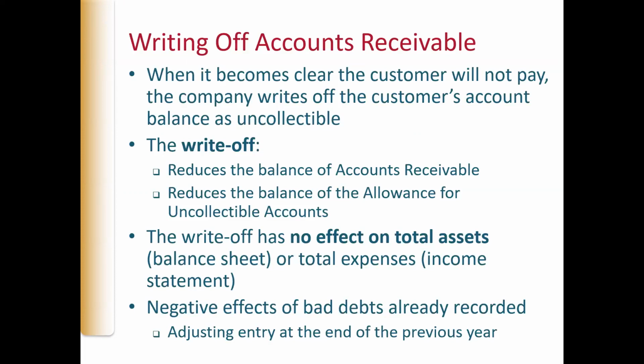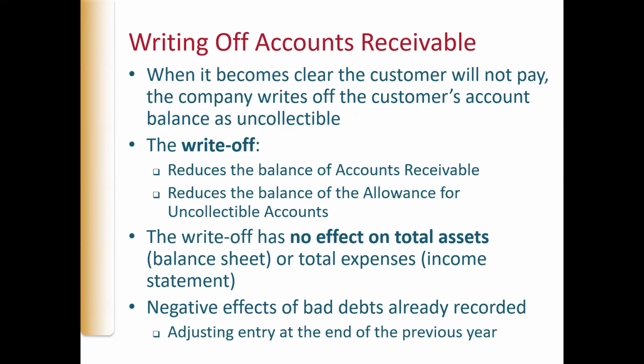So now, let's say an account receivable is uncollected. How do we treat it? What is it we do? So we record this accounts receivable appropriately. When we know a customer is not going to pay, the company writes off the customer's account balance as uncollectible. But here's what you do. You reduce the balance of the accounts receivable, and we're also going to reduce the balance of the allowance for uncollectible accounts.